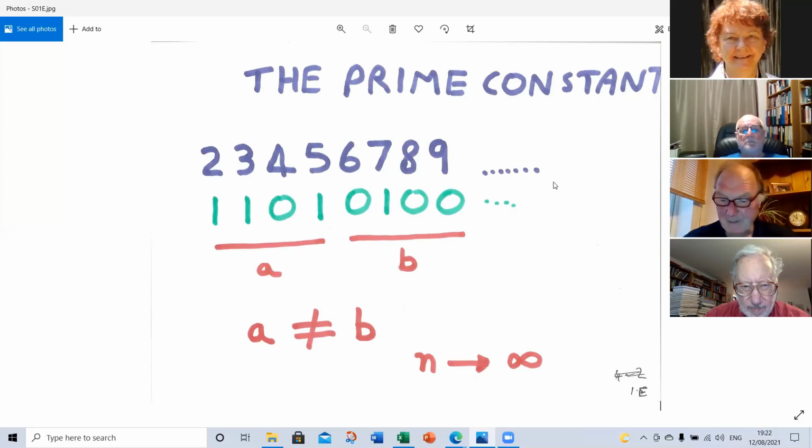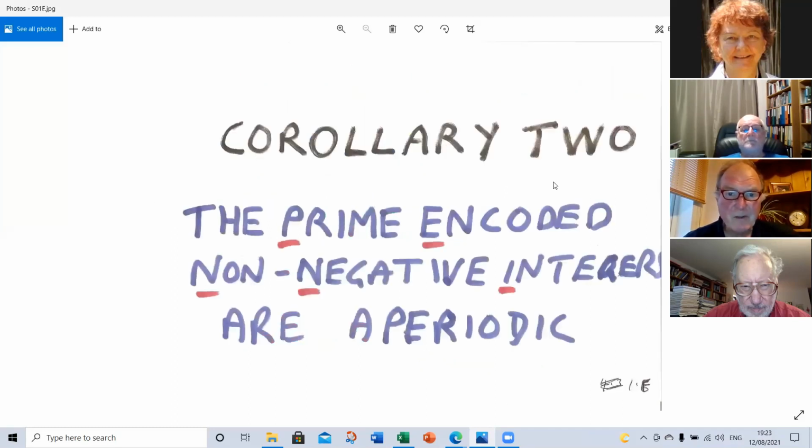Hardy and Wright showed that the prime constant was irrational in the 1930s in the Hardy and Wright book. But this is the first time that piece of work has been repeated in modern times. There's also another corollary, which is that the prime encoded non-negative integers are also aperiodic.